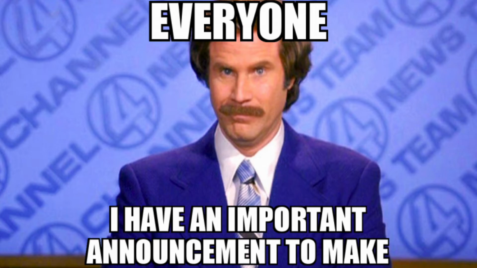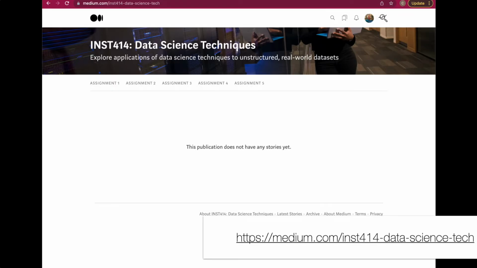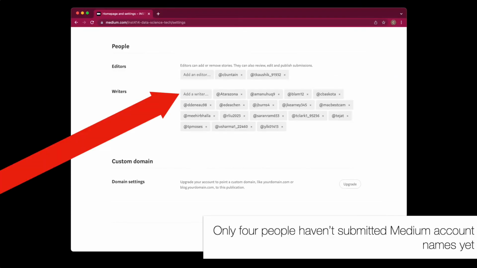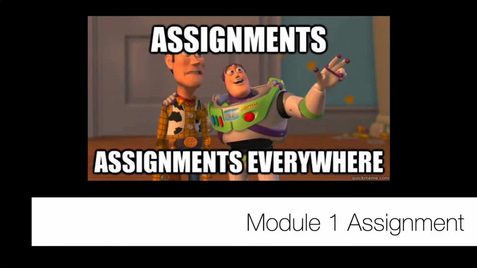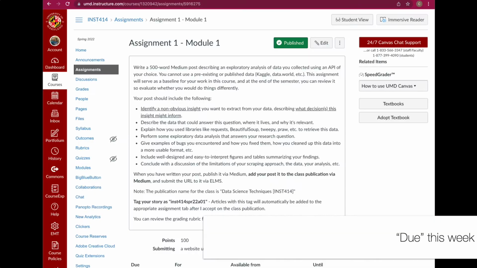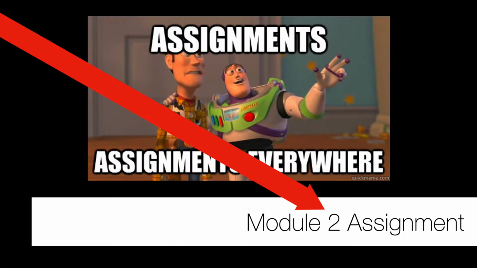First, some announcements before we get into the material. Regarding the Medium assignments in the Medium publication, the vast majority of you have gotten me your Medium accounts now. I think only 4 students have not provided me this information yet. So if you haven't done that, please get on that, because for the Module 1 assignment, that is ostensibly due this week, for the loose definition of what we have for due for the module assignments in this class. So you should have all the material and resources you need to fulfill the requirements of this assignment.